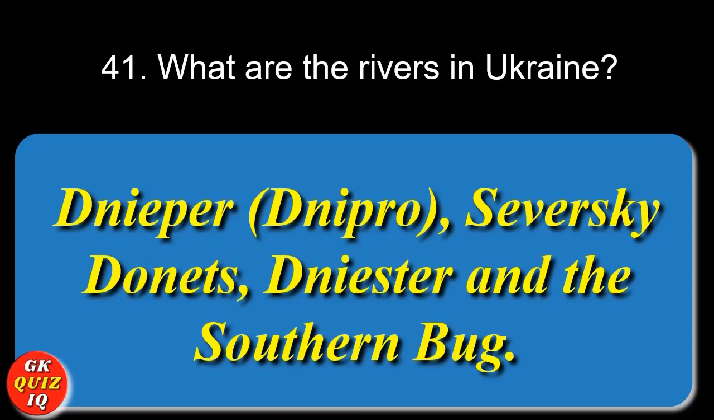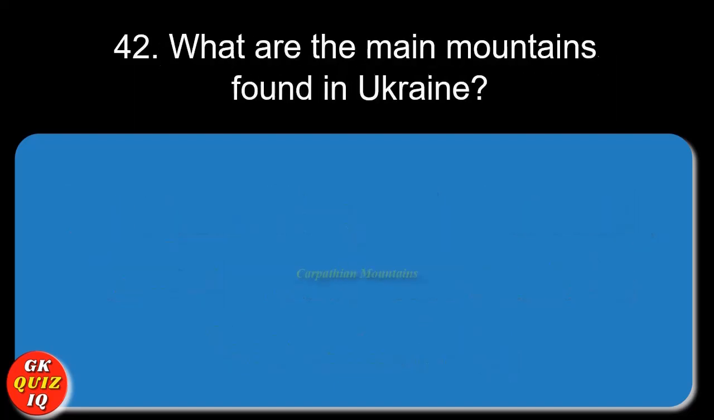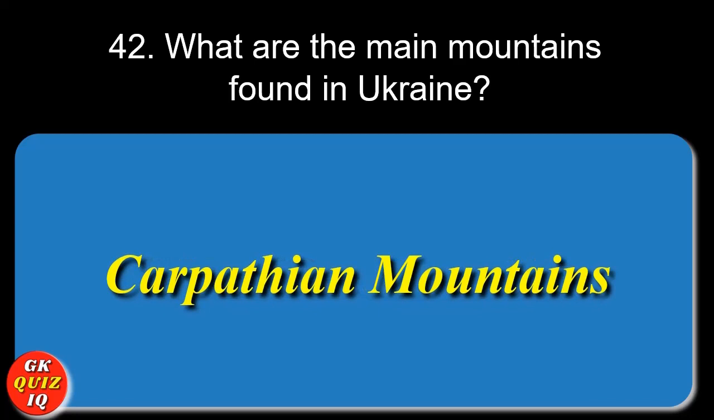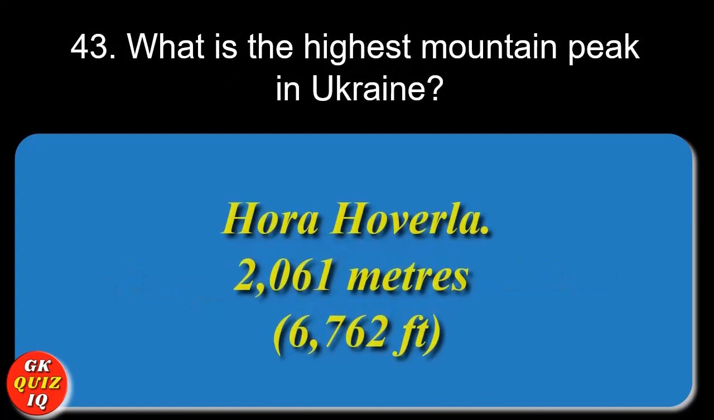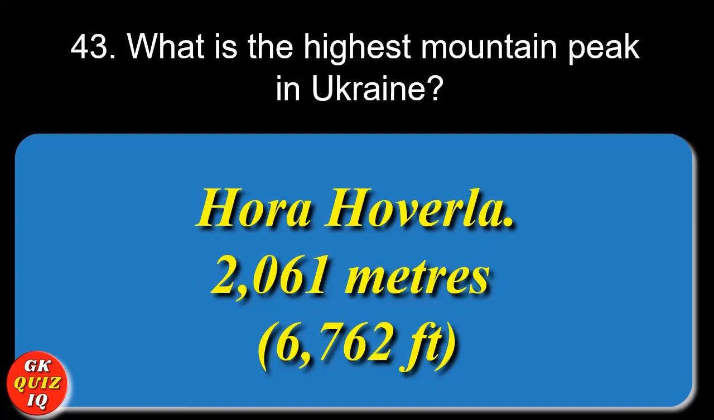What are the rivers in Ukraine? Dnipro, Seversky Donets, Dniester, and the Southern Bug. What are the main mountains found in Ukraine? Carpathian Mountains. What is the highest mountain peak in Ukraine? Hora Hoverla, 2061 meters.